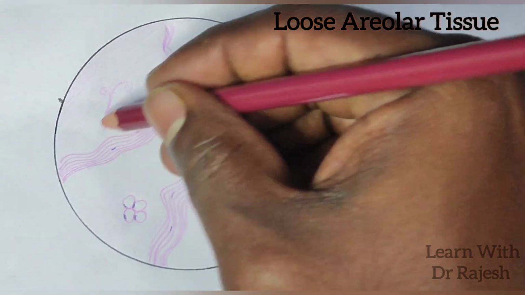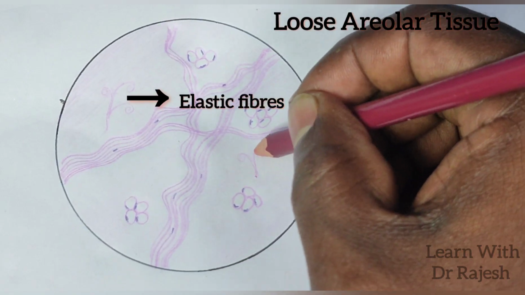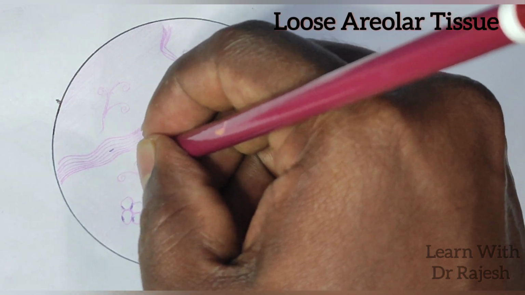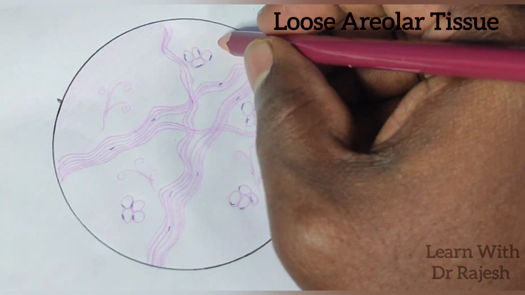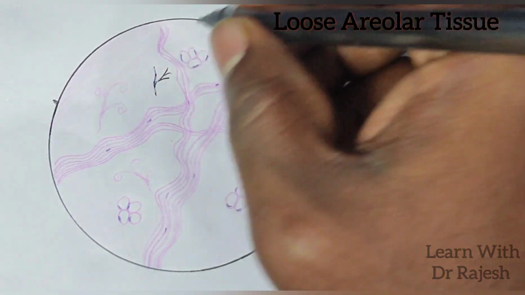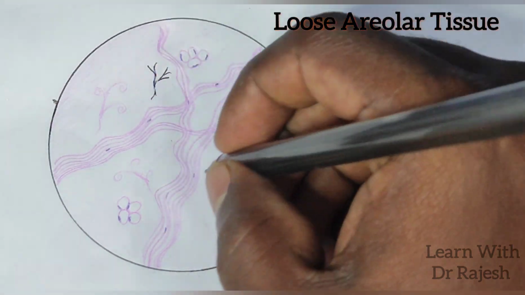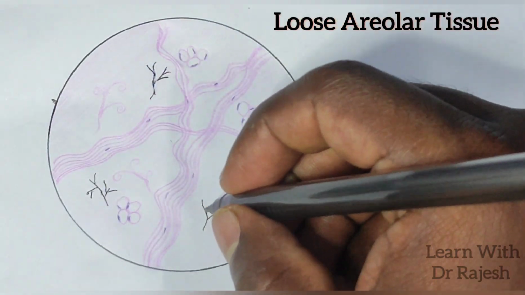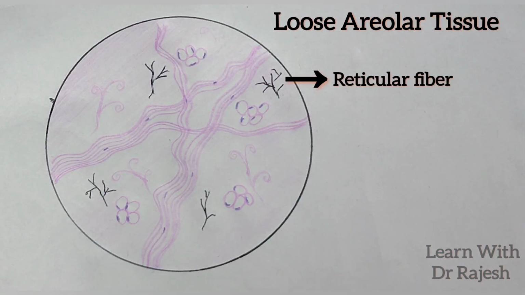Then we can draw the elastic fibers. Here, as we have already mentioned, draw the elastic fibers where the cut ends will curl and there will be branches. Next we can draw the reticular fibers, where we can use our lead pencil. There will be multiple branches. There will be straight small fibers with multiple branches.